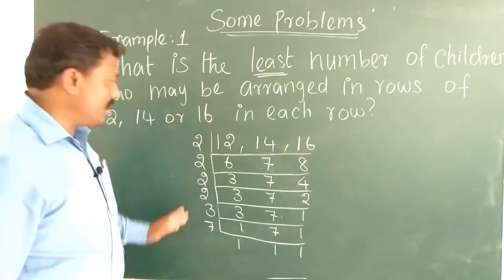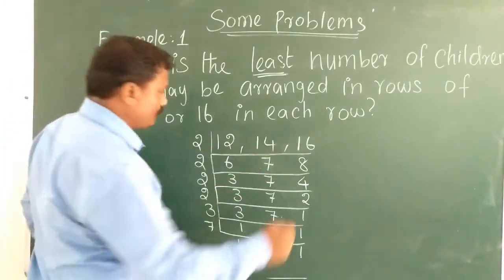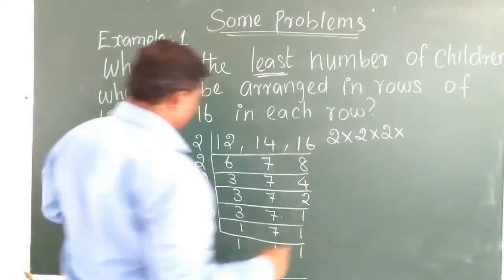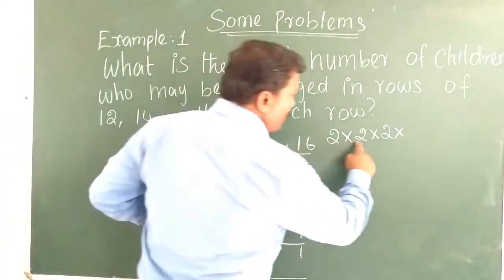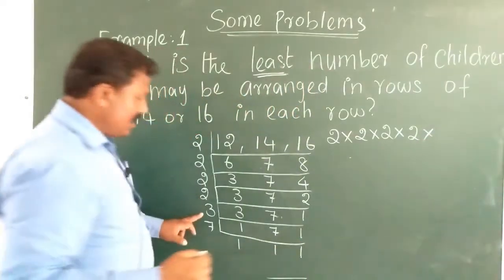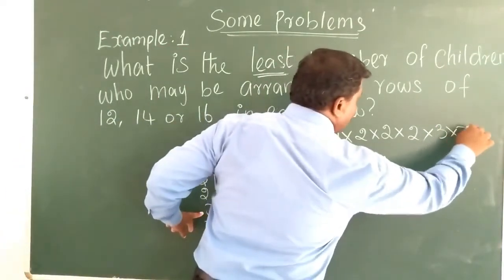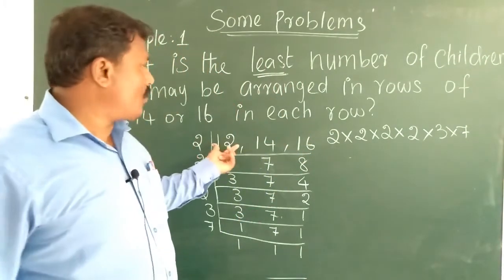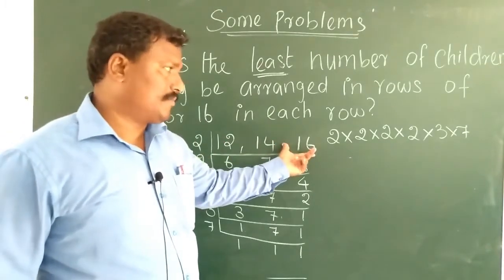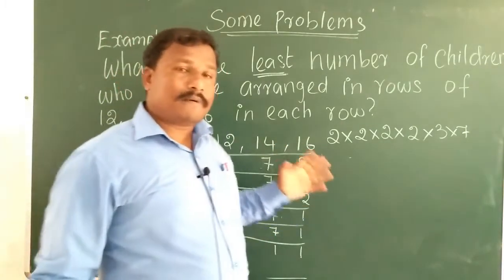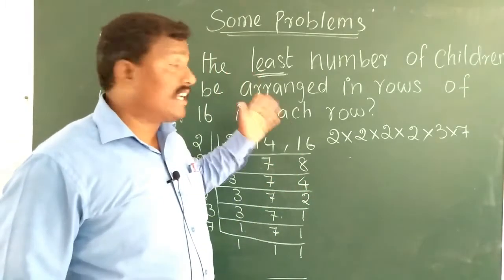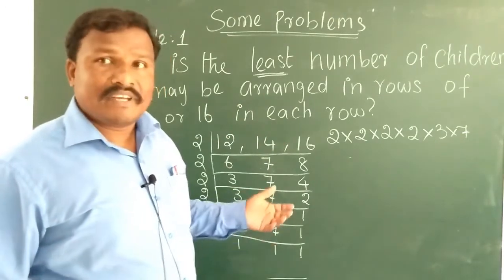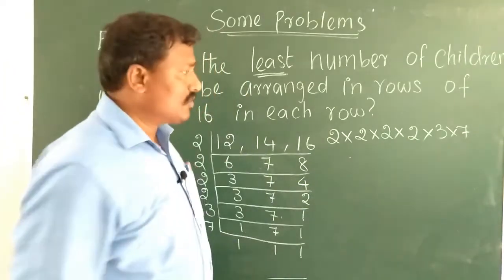So what are the factors of 12, 14, 16? 1, 2, 3, 4 2s, and then 1 3 and 1 7. These are the factors of 12, 14 and 16. So finally we got some prime factors. So how do we get the answer? We have to multiply all the factors. So how to multiply this?